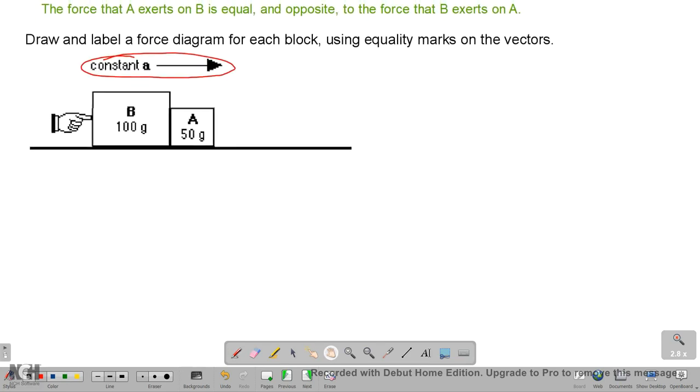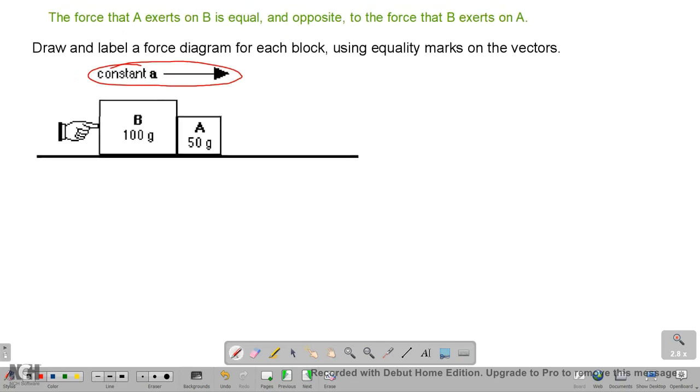Okay, so let's again start with object A here. As always, we have Fg, which is acting on object A by the Earth. And we have the normal force which opposes that, which is acting on object A by the table. These are equal, which means that the sum of the forces in the y direction is equal to 0.